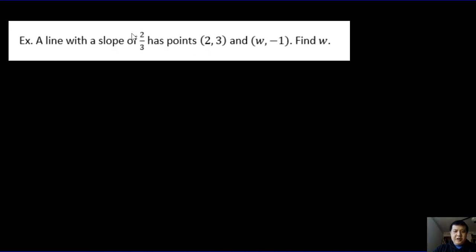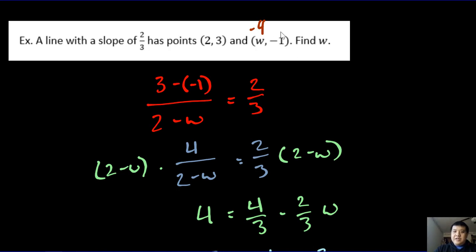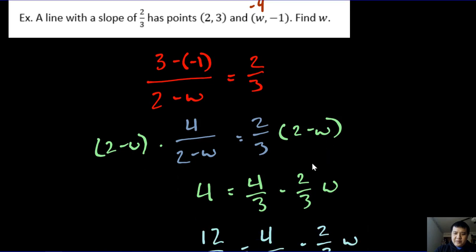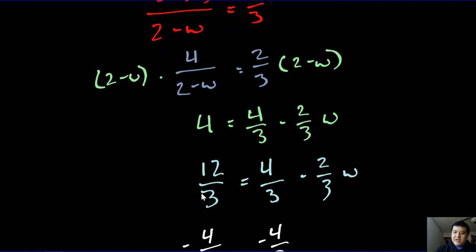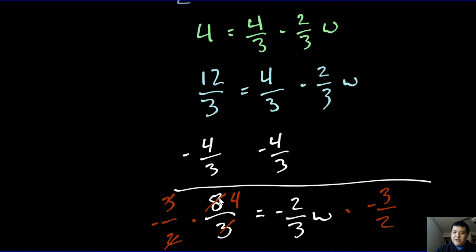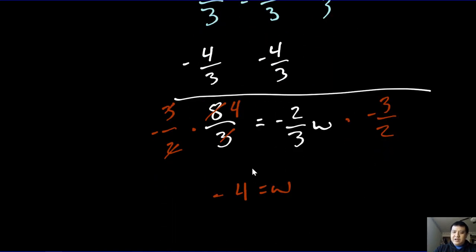A line with a slope of 2/3 has points (2, 3) and (w, negative 1). Find w. Go ahead and try this one out on your own. What you should have found was that w is negative 4 because the top, our rise, simplifies to 4. Multiply both sides by 2 minus w. We get 4 equals 4/3 minus 2/3 w. Get common denominators so that we can subtract the 4/3. We get 8/3 equals negative 2/3 w. Multiply both sides by the reciprocal of negative 2/3, which is negative 3/2. Cross cancel. And we find that w is negative 4.